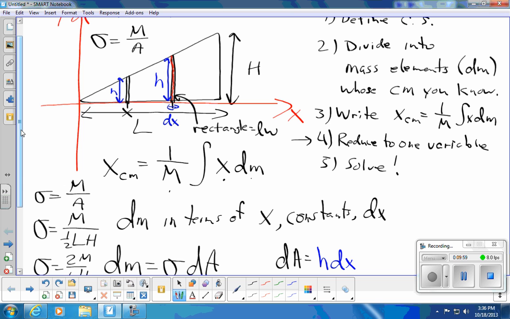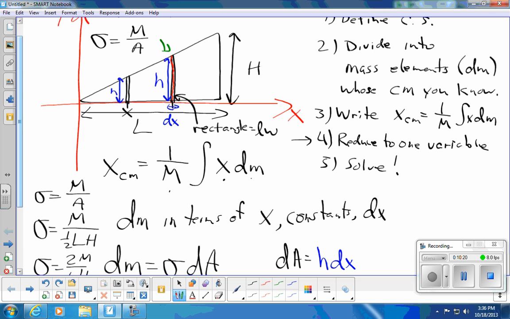Okay, a new challenge. How do I express h, this height, in terms of constants and x? Well, there's a couple of ways I can look at this. I'm going to go back to the rectangle on the right, the mass element on the right here. One way is through similar triangles.